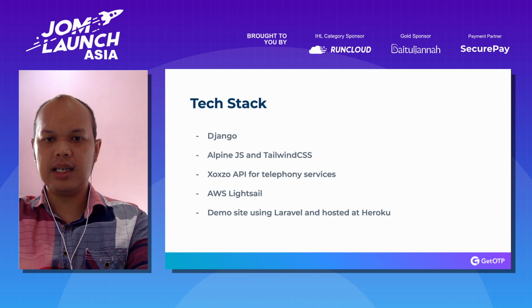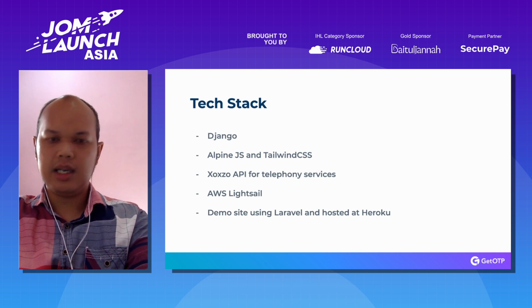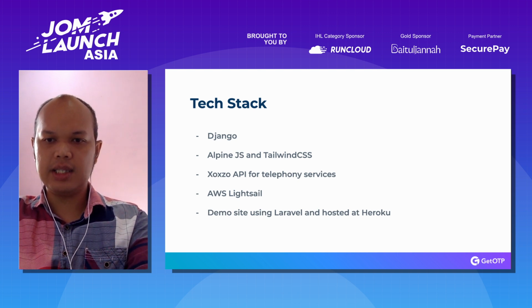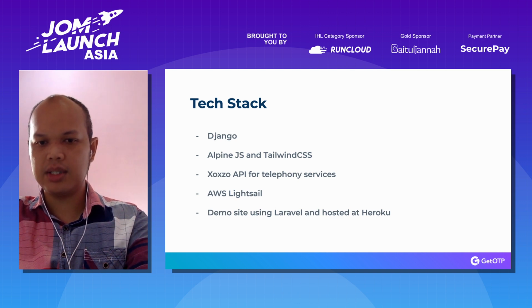And lastly is the tech stack. For the telephony services, which is SMS and voice, we use the Zozo API. Then we use Python with the Django framework for the web application. For the front end, we use Tailwind CSS, Alpine.js, and HTMX. We host our app on Amazon Lightsail, and the demo site is powered by Laravel and hosted at Heroku.